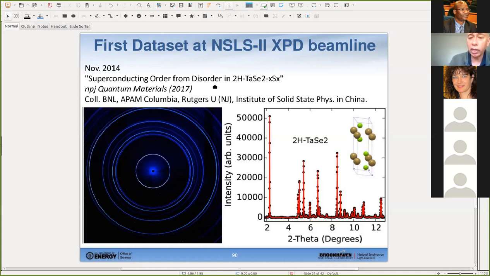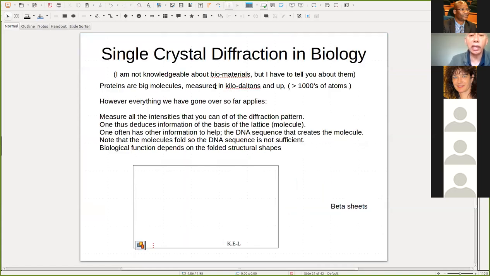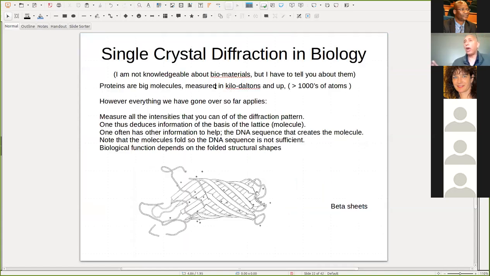This is an example of data that was published from the XPD beamline. There's your powder. They figured out what the structure is. And this is the powder diffraction kind of experiment. Like I said, it's well established. If you have a lab source, you can probably do that kind of work, but it gets done a lot better and a lot faster at the synchrotron.